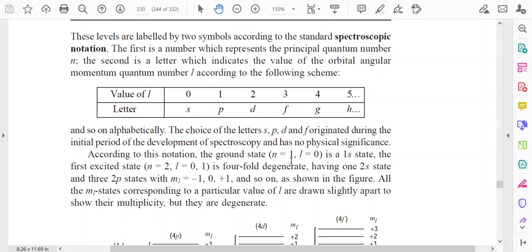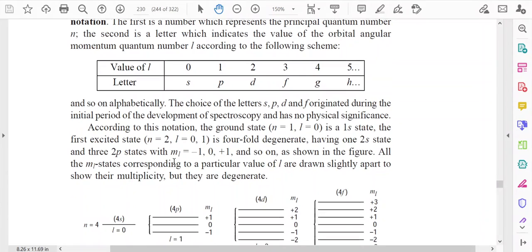Now we know that for a particular value n equal to 1, the value of L will be 0 to n minus 1. So, for n equal to 1, L will be 0. This is one state. Again, for n equal to 2, the value of L will be 0 and 1, because the maximum value of L is n minus 1. So, for n equal to 3, L will be 0, 1, 2, and the number of values of ml is 2L plus 1, and it starts from minus L to plus L. For example, suppose the value of L is 1. So, the value of ml will be minus 1, 0 and plus 1.